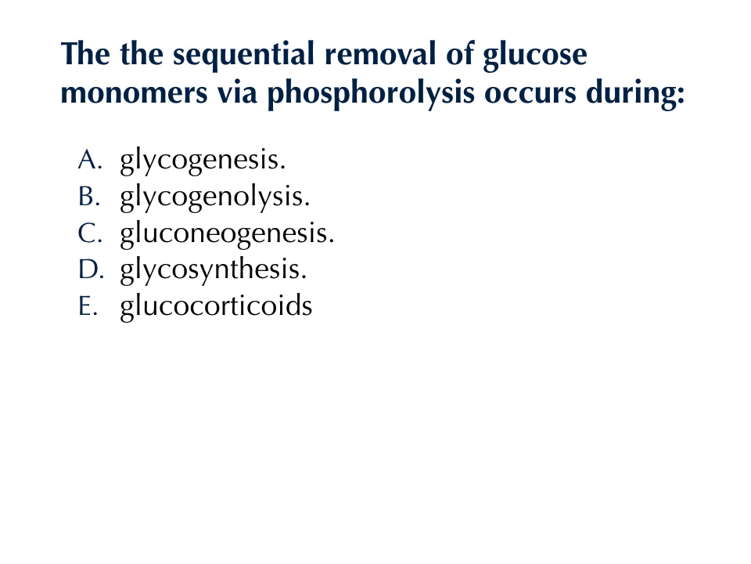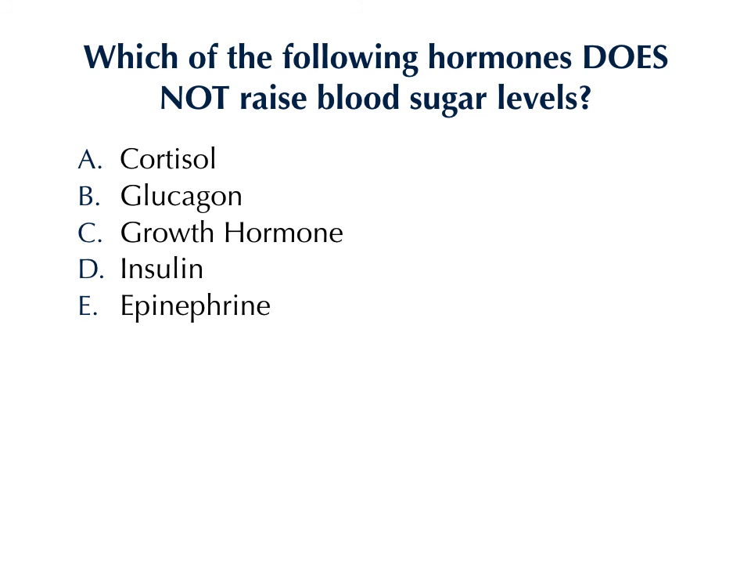The sequential removal of glucose. And the answer is glycogenolysis. Glycogenolysis is breaking off the monomer of glucose from the glycogen. Okay.